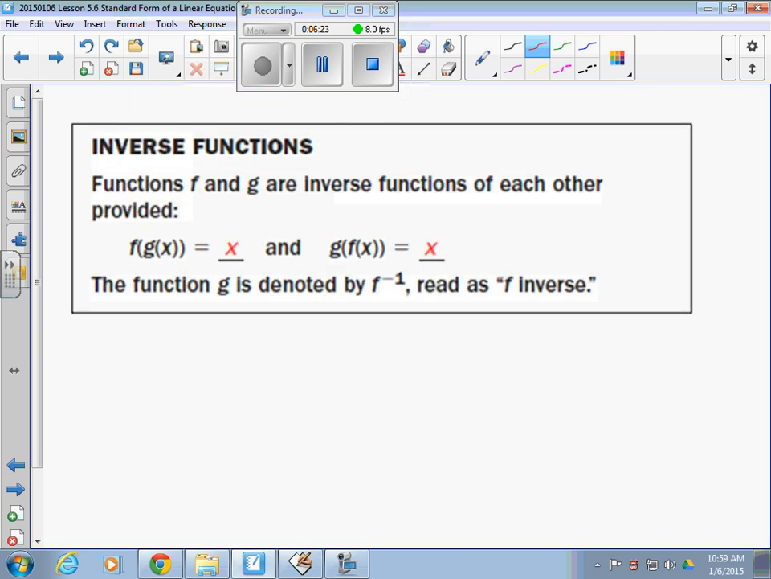Inverse functions. Functions f and g are inverses provided, and you read this as f of g of x. So if you ever see anything inside of multiple sets of parentheses like that, just read it from the outside in. F of g of x is equal to x, and g of f of x is equal to x. Notice they're both equal to the same thing. You read it as the function g is denoted as f, you read it as the inverse, so read as f inverse.